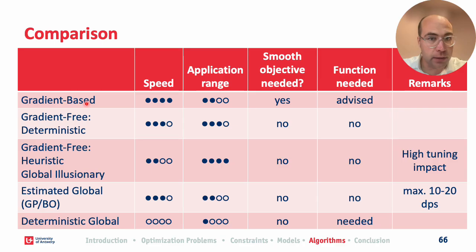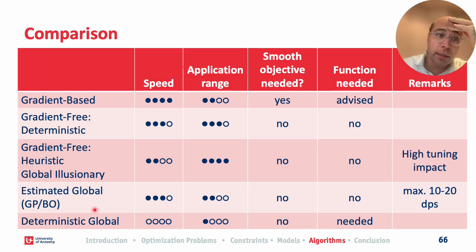The gradient-based algorithms are just the opposite, go very fast, cannot guarantee global optimum. The application range is sometimes also limited because we need to be able to determine the gradient, and they need a smooth objective, so it's advised to use a function. The deterministic gradient-free algorithms are a little bit slower but have a larger application range, don't need smooth objectives, don't need functions. The gradient-free heuristic, the global evolutionary algorithms, the genetic algorithm for instance, is slower, has the highest application range, doesn't need smooth objectives, doesn't need a function, but has a high tuning impact.